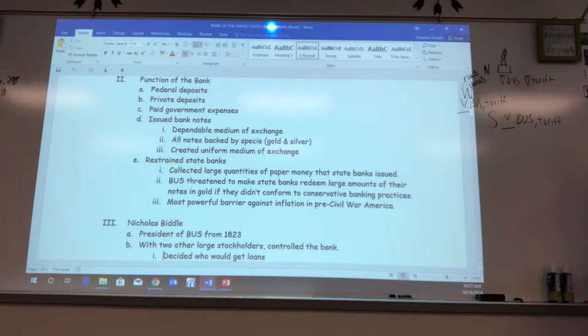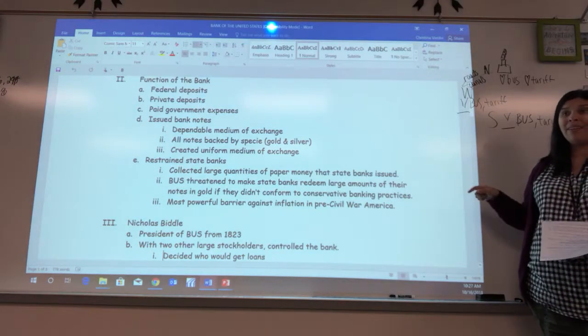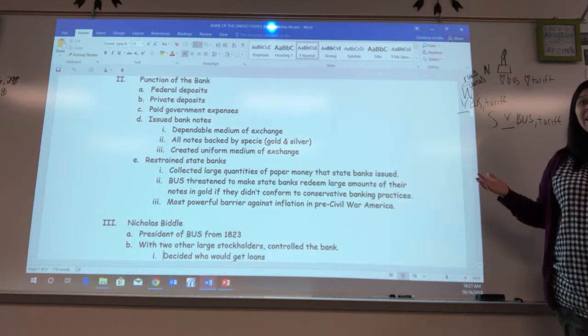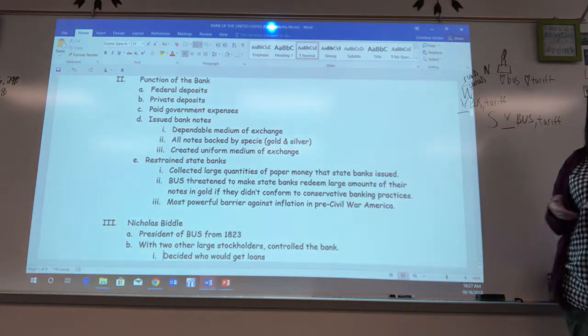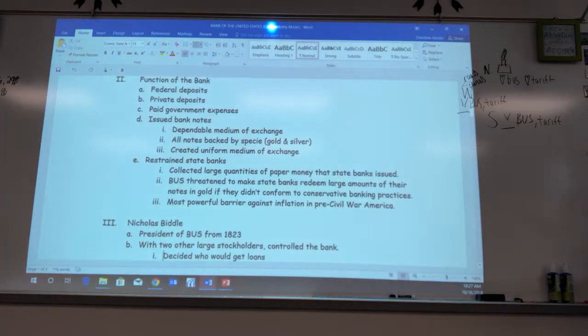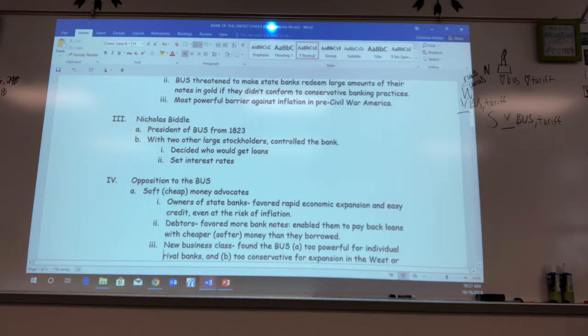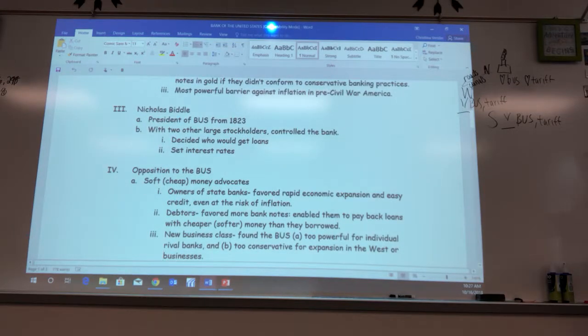Gold. And once we kill the Bank of the United States, is there anything monitoring these banks that they have gold? So what's going to happen? Inflation, and this is why we get to the Panic of 1837. So what we're going to look at in the second part of 21 is who is the president of this bank?